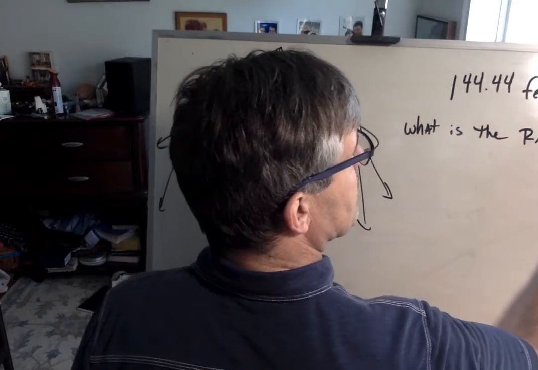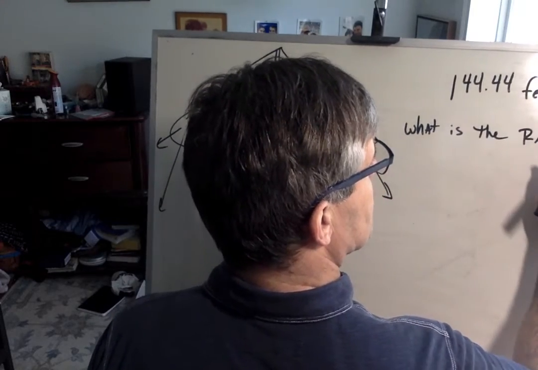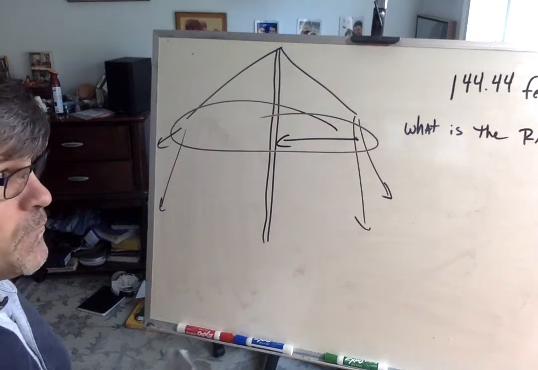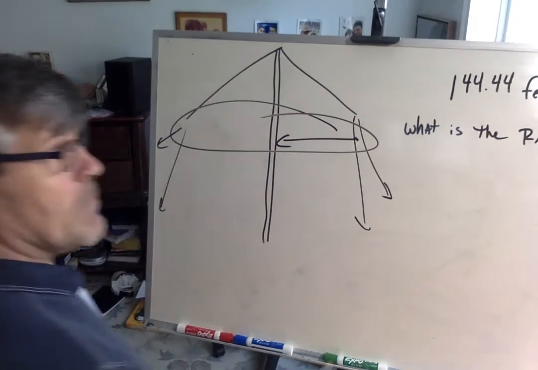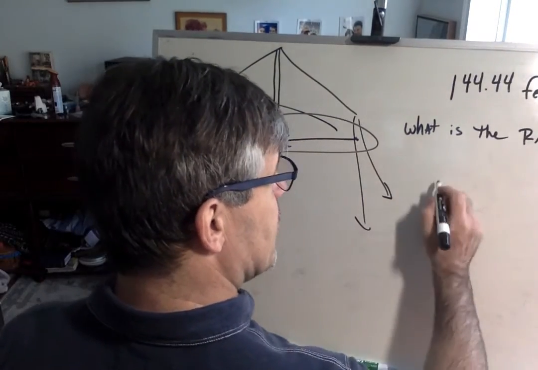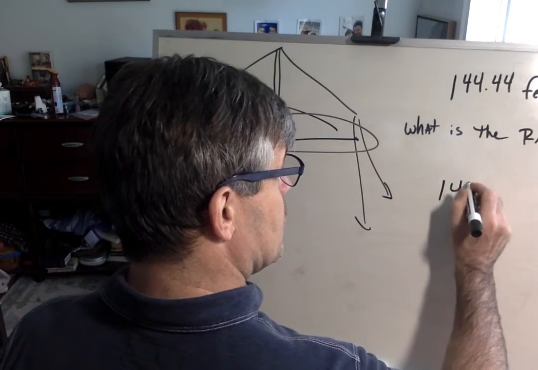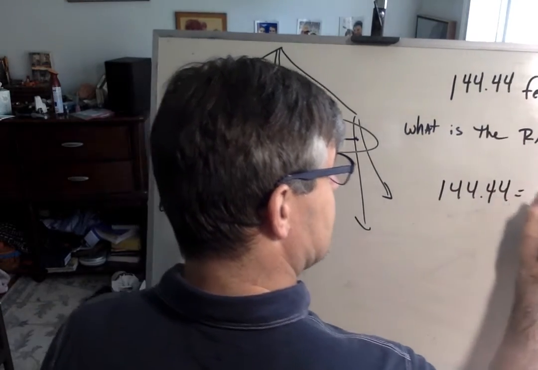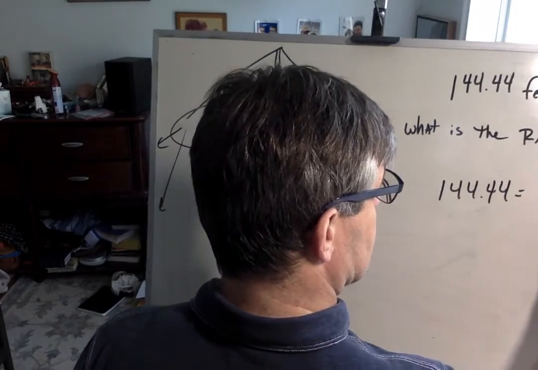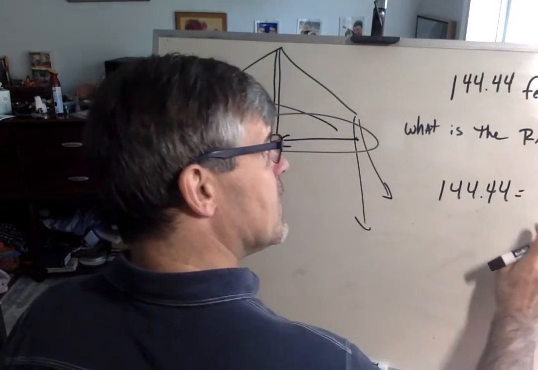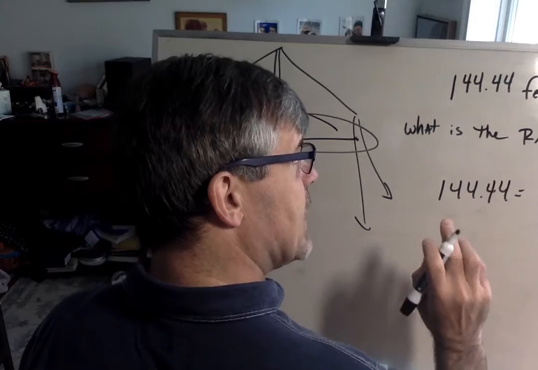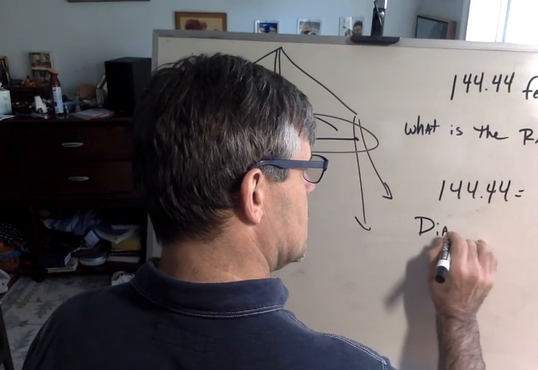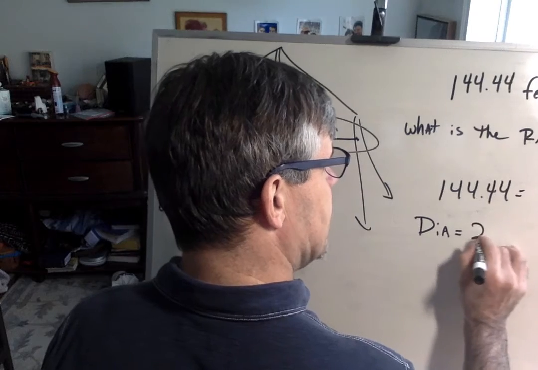What is the radius? That's what we're looking for. Okay, so we know that pi is going to come in here somewhere, right? We have 144.44. That equals the circumference. To find the diameter, so diameter equals 2 radiuses.